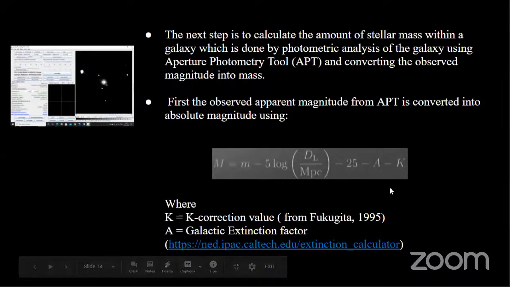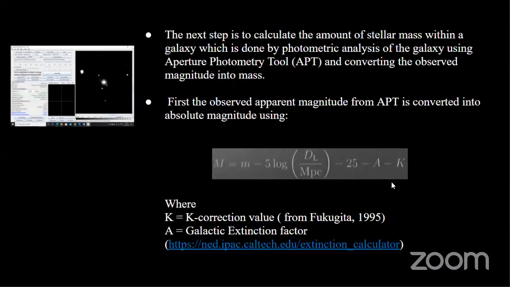K correction value converts the measurements of astronomical objects into their respective rest frames because of the redshifting that happens due to the expansion of the universe. And extinction is the absorption and scattering of electromagnetic radiation by, let's say, dust and gas between the emitting astronomical object and the observer.